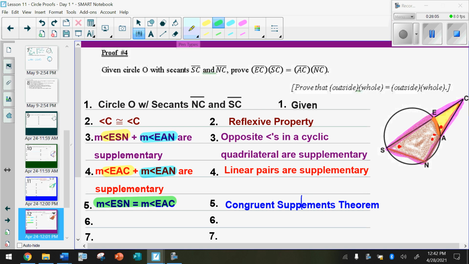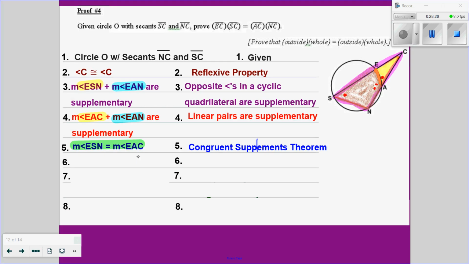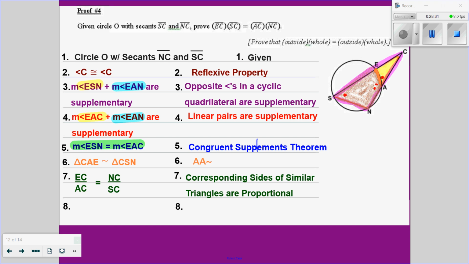All right, so we have two different angles that are supplementary to the same angle. That means that pair adds up to 180 and that pair adds up to 180. Subtracting 180 from each of the sums gives you two equal remaining parts. So that's the congruent supplements theorem. We actually did a proof of that earlier in the year. But that, my friends, is our second pair of congruent angles. Now we have our triangles similar. We have our proportion set up by CSSTP, and we have our cross product, BAM, proving that the outer piece times the whole segment is equal to the outer piece times the whole segment.